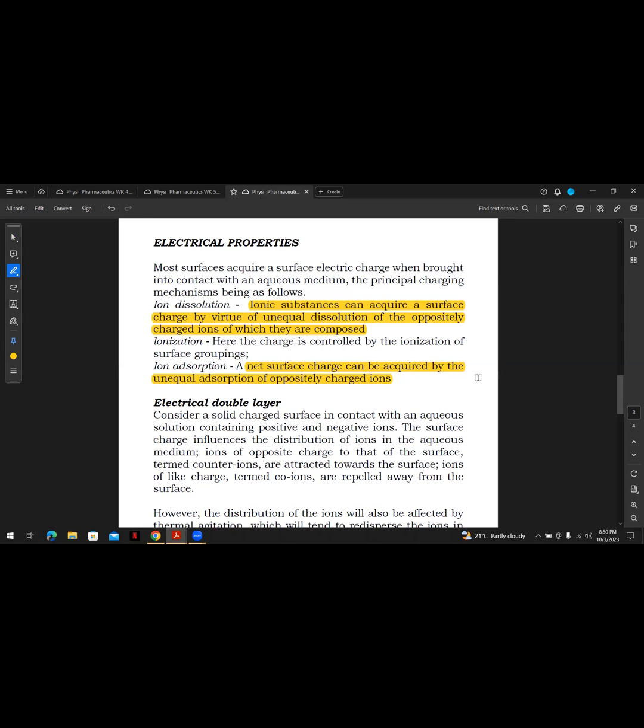Then for the electric double layer, the solid particle comes in contact with the solution, which has both positive and negative charges, like I said before. Mostly the surface charge of the particle is negative, so let's say it's negative. The positive charges in the aqueous medium are called the counter ions, while the like charges are called co-ions. So counter ions will get attracted to the surface of the particles, and co-ions are repelled from the surface.